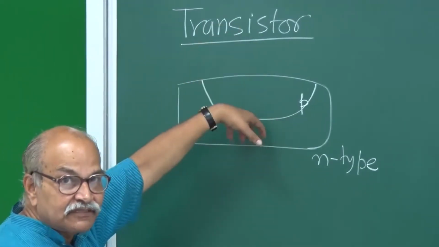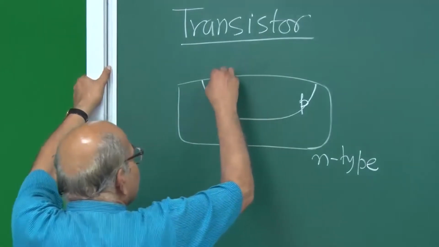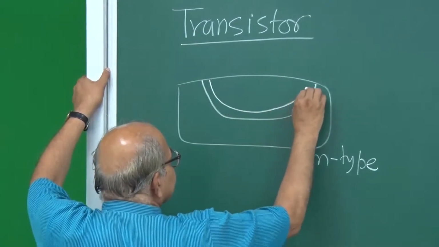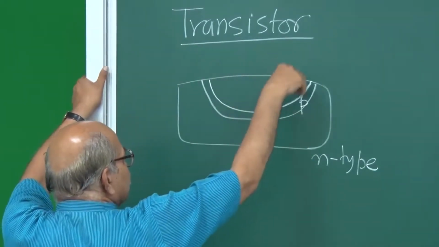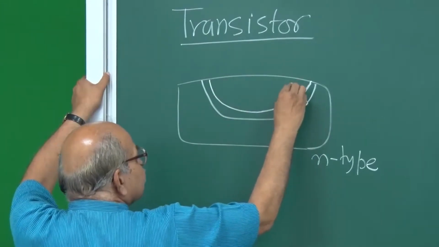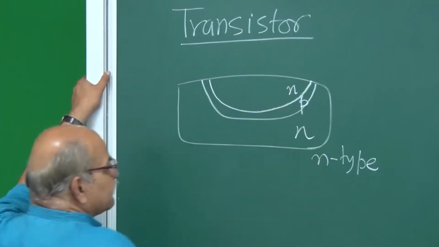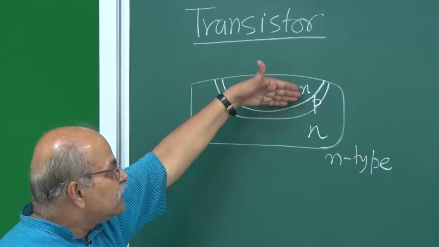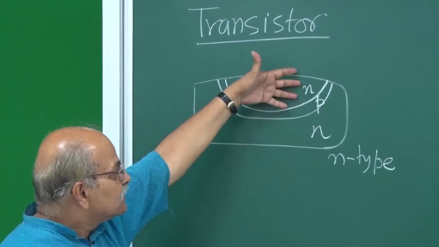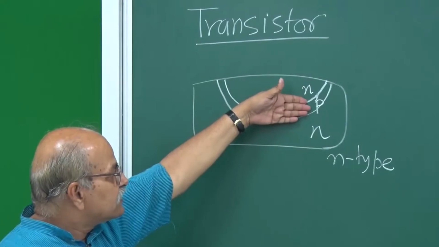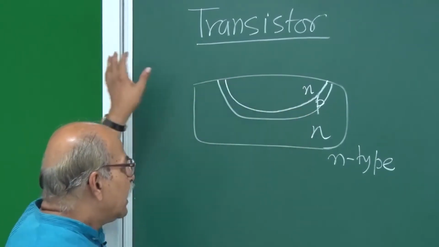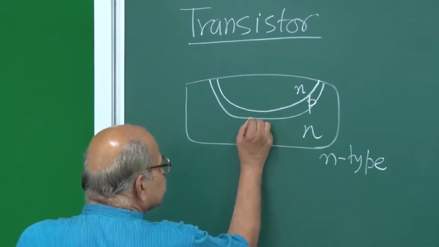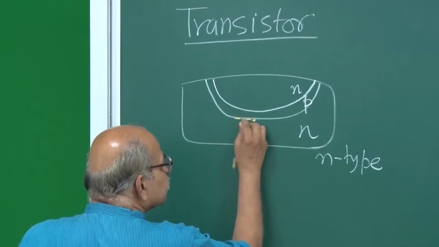And then further diffuse n-type impurities from top and make this n-type. So I further diffuse these donor impurities to make this n-type. So this was already n-type, and this is p-type, and this is n-type. So now I have three kinds of impurity distributions: the donor impurities here, acceptor impurities here, and again donor impurities here. And here are two junctions. This is one junction.